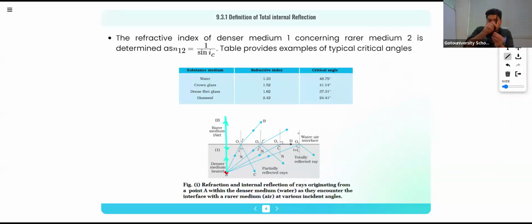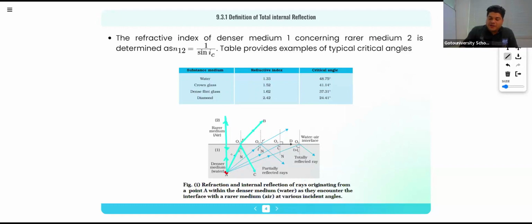Then I will just change the angle. If I change the angle like this, it will follow the angle of reflection. And as we are moving from denser to rarer, so DRA, it will move away from the normal.